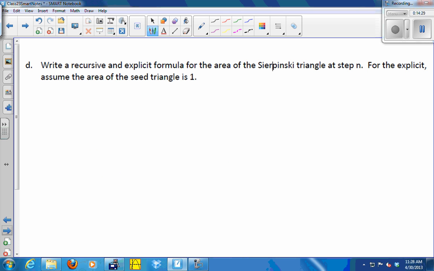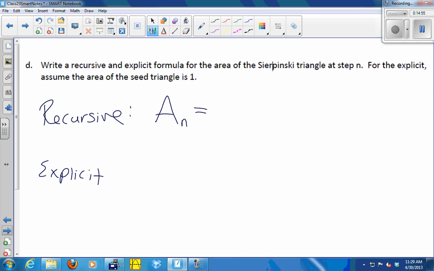So given the fact that we are keeping 3/4 of the area, I want to write a recursive and an explicit formula for the area at step n. So let's see, recursive, explicit. So we'll say the area at step n would be what? In terms of the area at the previous step. Not times n, times a sub n minus 1. 1 minus a quarter of what you used to have.